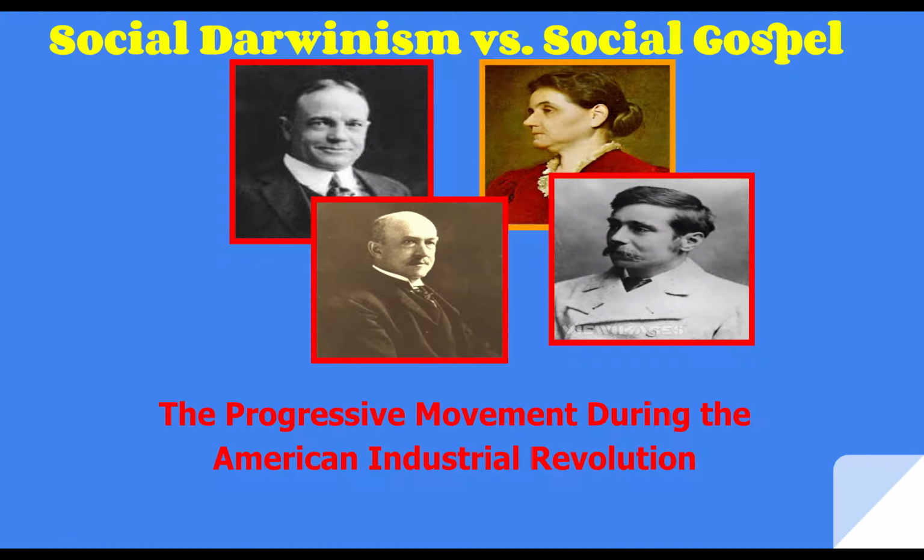So in today's lesson, we are going to be taking a look at two very different progressive movements during the American Industrial Revolution. And those are social Darwinism and the social gospel movement.